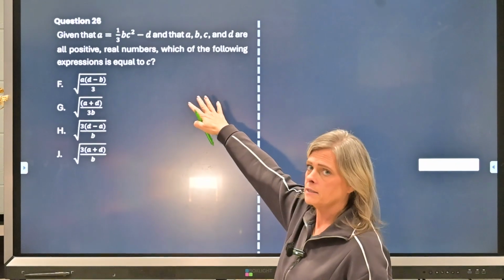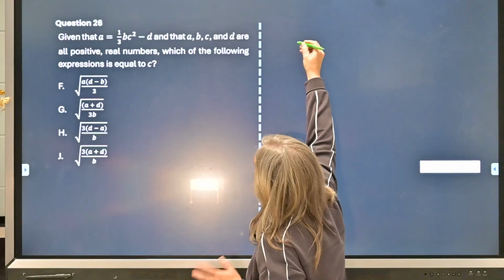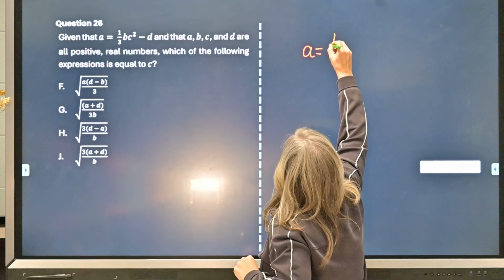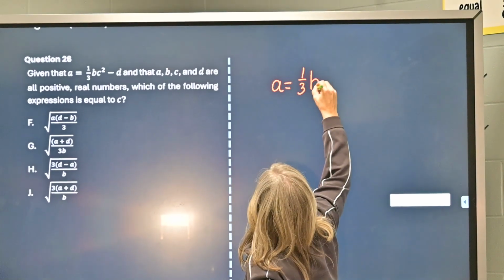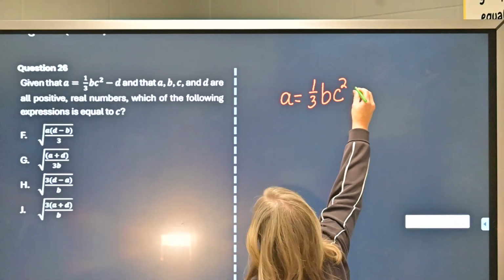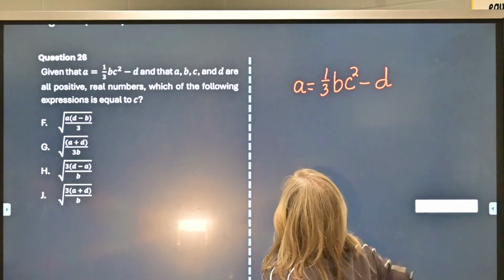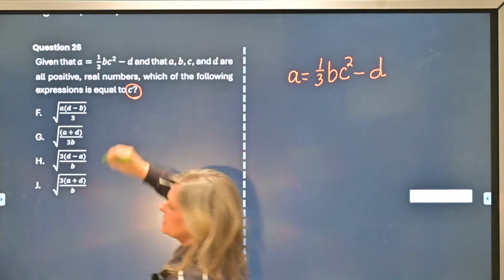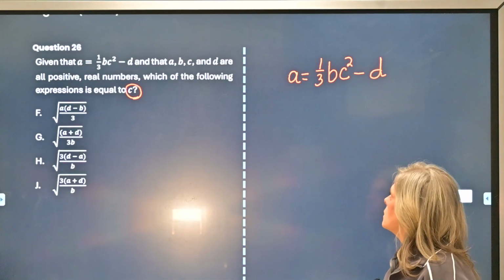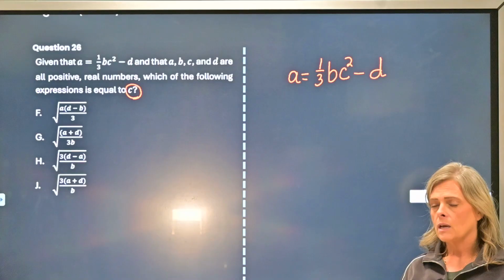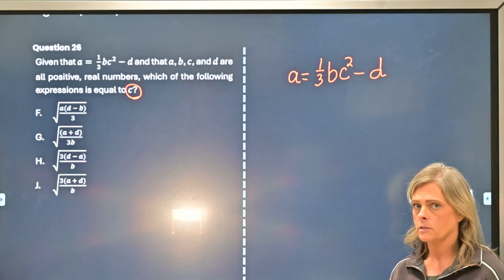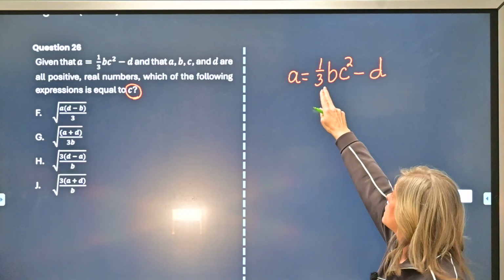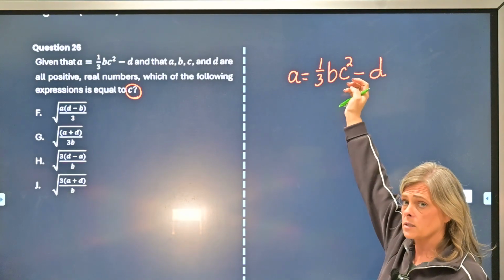So I'm gonna rewrite this problem, okay? A equals 1/3 B C squared minus D. Okay, so I need to solve this for C, which means I need to get C all by itself, okay? So you just have to go through each thing and we need to pick what can we move first. Well, first of all, the 1/3 is being multiplied to the B. The B is being multiplied to the C, that is squared.